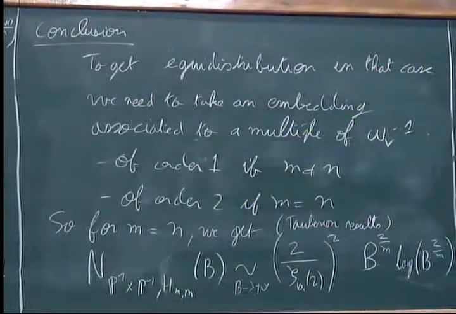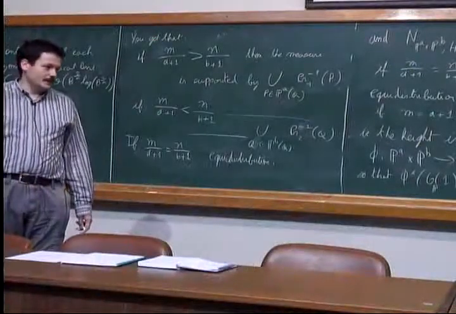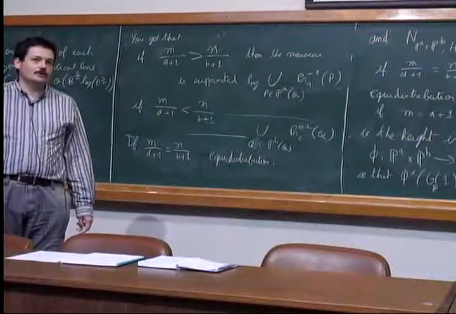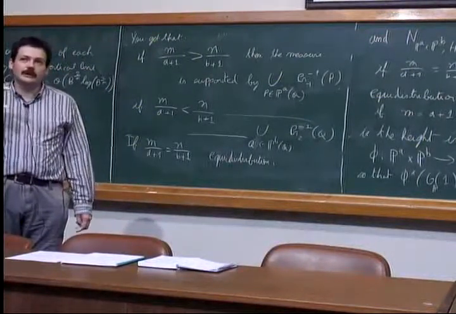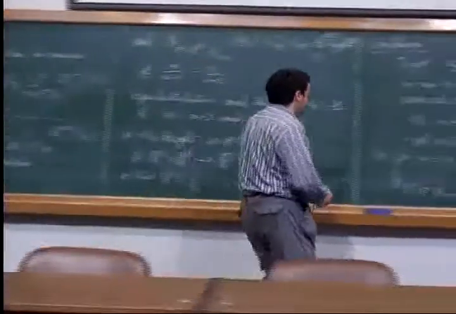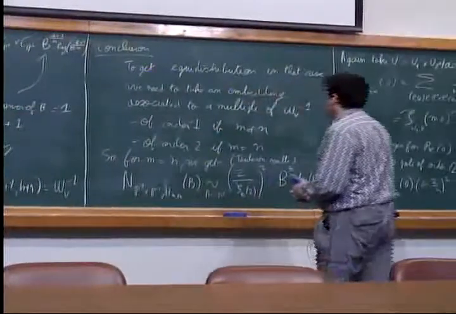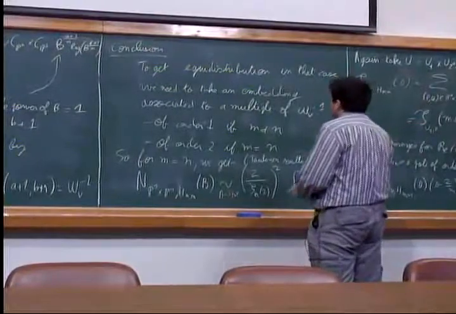Because for P^m, I got B at the power n plus 1. So if I take a multiple of the line bundle, I mean O(n), then I will get, for the projective space of dimension m, m plus 1 divided by n. So again, to get a power of B which is equal to 1, I have to take the anticanonical line bundle. So this is the same for the projective space. Okay.